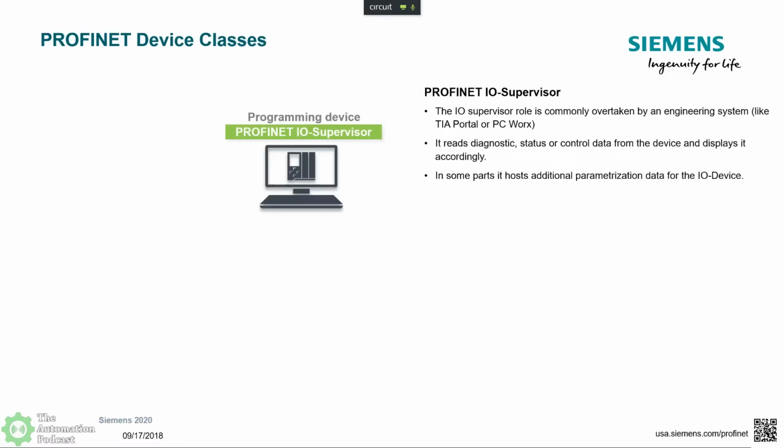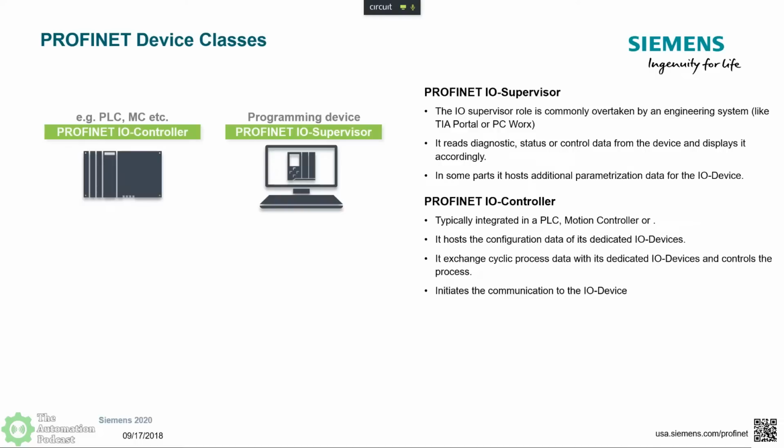So first of all, we have the PROFINET IO supervisor. The role of an IO supervisor is commonly covered by an engineering system, which is used to parameterize the network, write the user program, or collect the diagnosis from other network nodes. For example, for Siemens it's TIA Portal, but there are also others from different vendors.